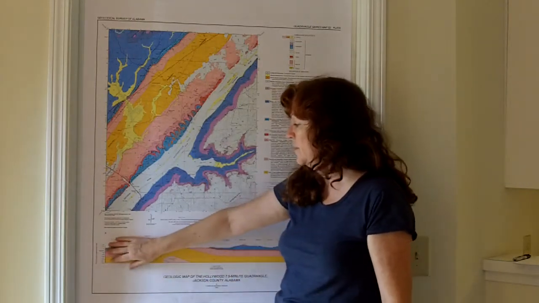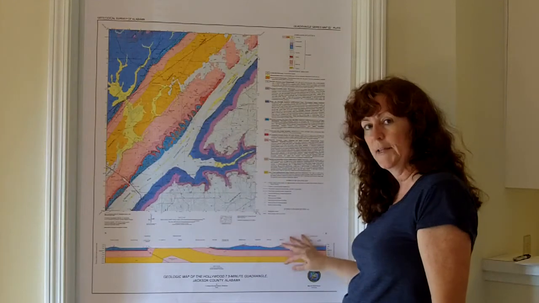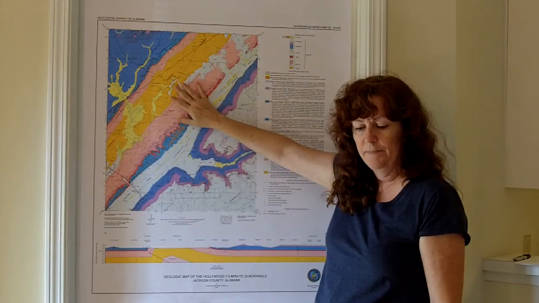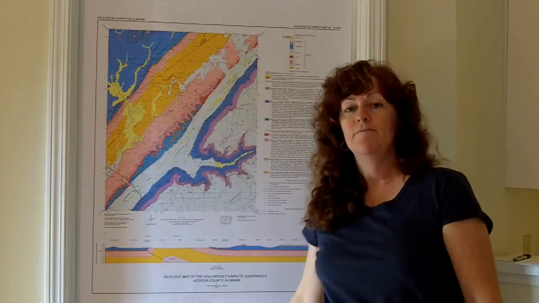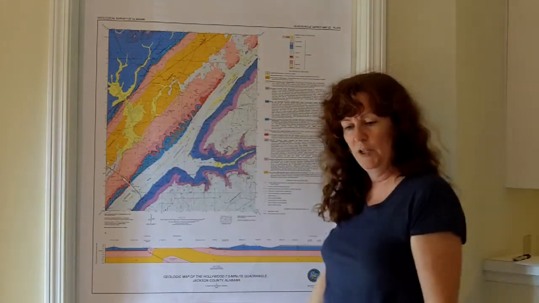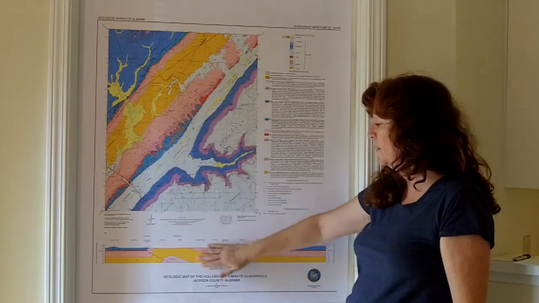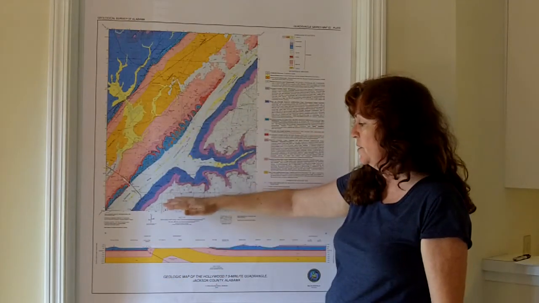So then we also have down here a geologic cross-section. So this is not part of the original topographic map. So this was added. This is a secondary part to the map when we added the geology to the map.